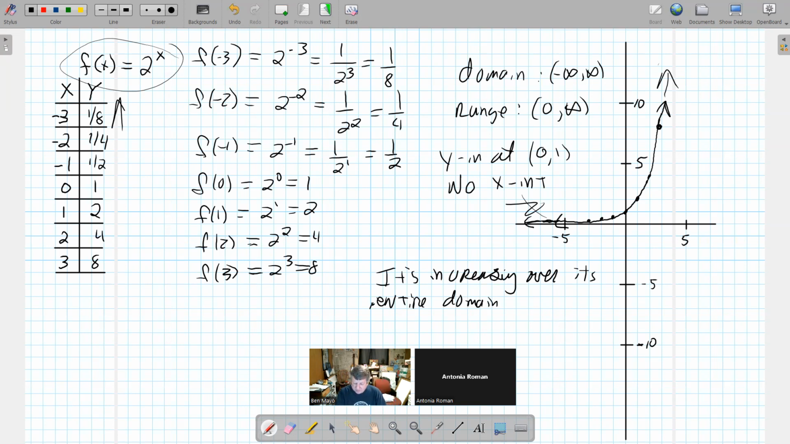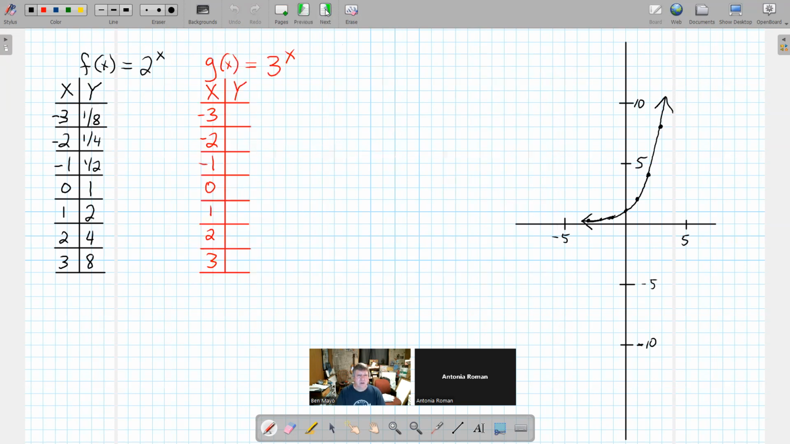Okay, because it's going up. As it goes from left to right, it's going up. Are you okay with that? Yes. All right, let's take a look at another picture.